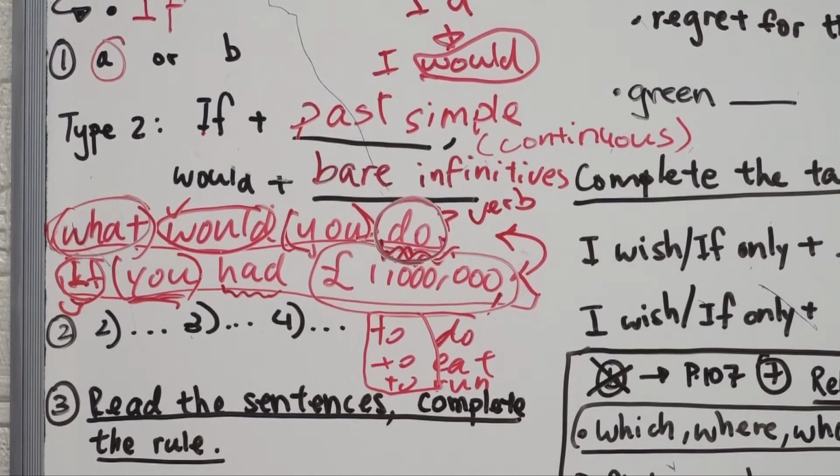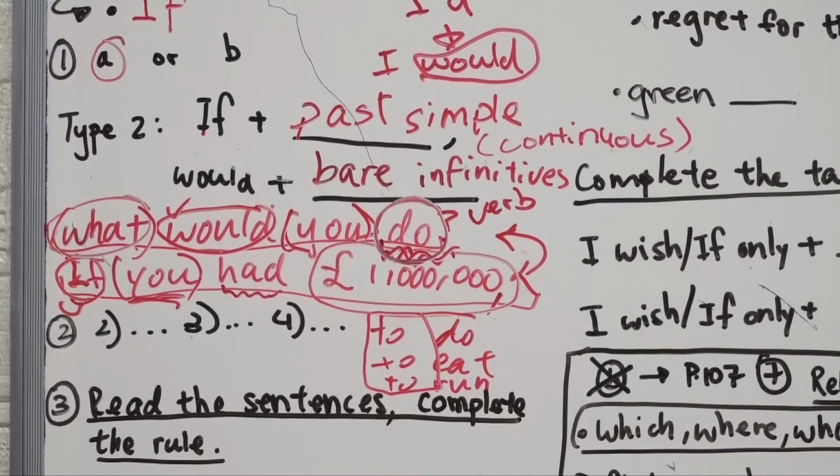If I wanted to change my image, I would like to change my eyes. Okay, interesting. All right, what about Jenny? Which one would you like to do? Number 1. Okay, good. So if you had £1 million, what would you do?